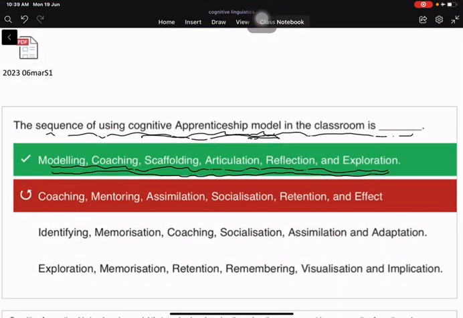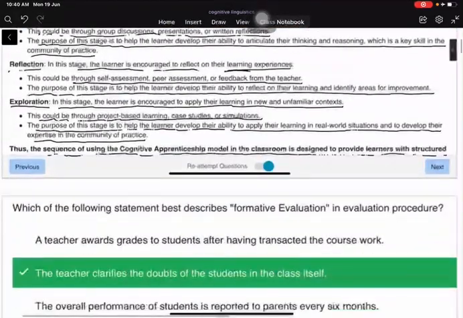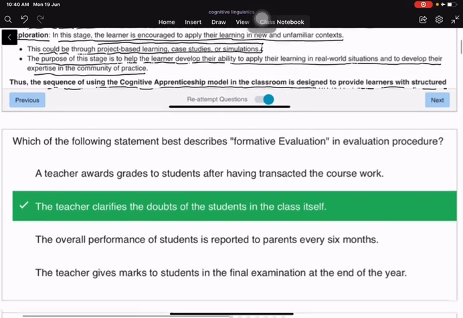The sequence is modeling, coaching, scaffolding, articulation, reflection, and exploration. Right? Exploration through project-based learning, case studies, and simulations. Reflection through self-assessment, peer assessment, and feedback from the teacher.